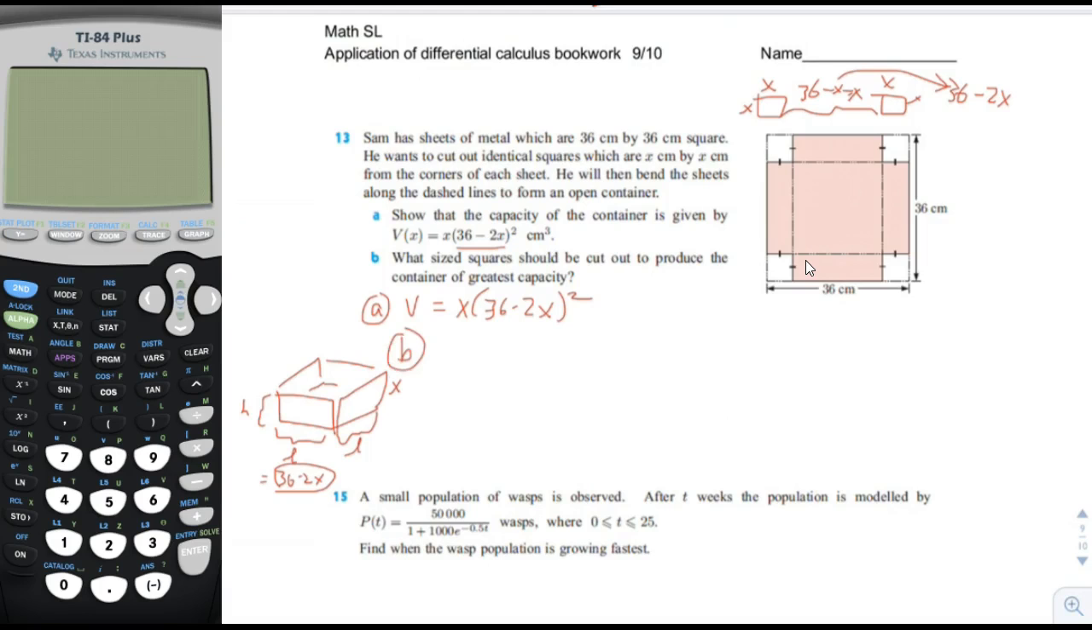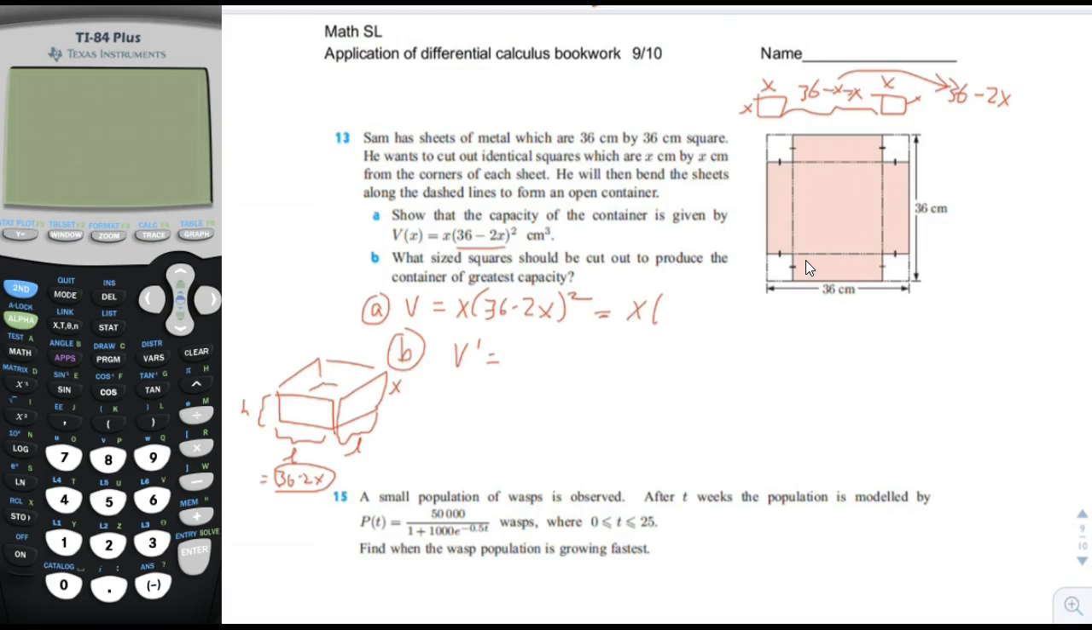What size of square should be cut out to produce the container of greatest capacity? Okay, so basically we're going to take the derivative of V with respect to x, and then we're going to try to see if we can figure out where the stationary points are. So let's see. I don't know what the best way to do this is. I don't like the product rule if I can do the power rule. So let's multiply this out.